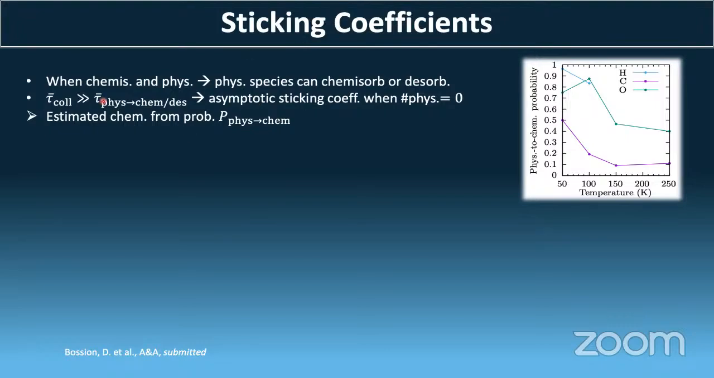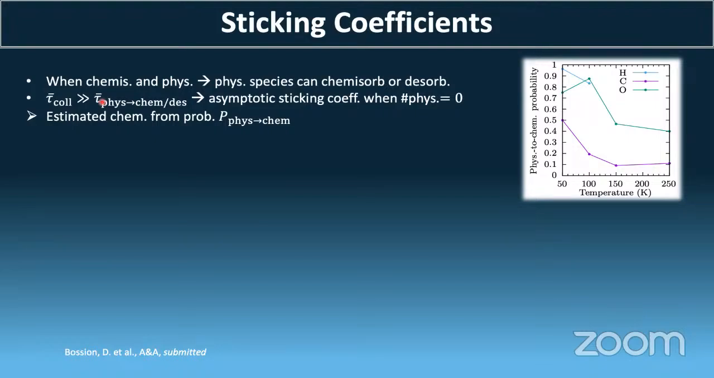This was possible because we saw that the average collision time at the type of density we have in nucleation regions is over a second, it's larger than a second, but the typical time for physisorption to either be chemisorbed or desorbed is much lower. It's probably about a microsecond at maximum.